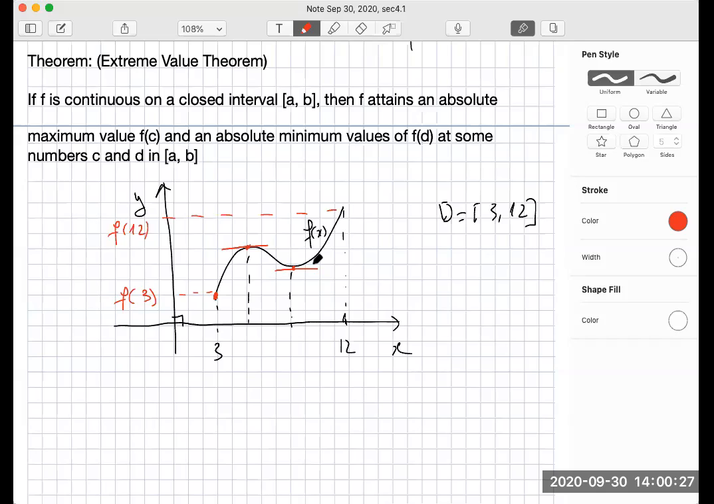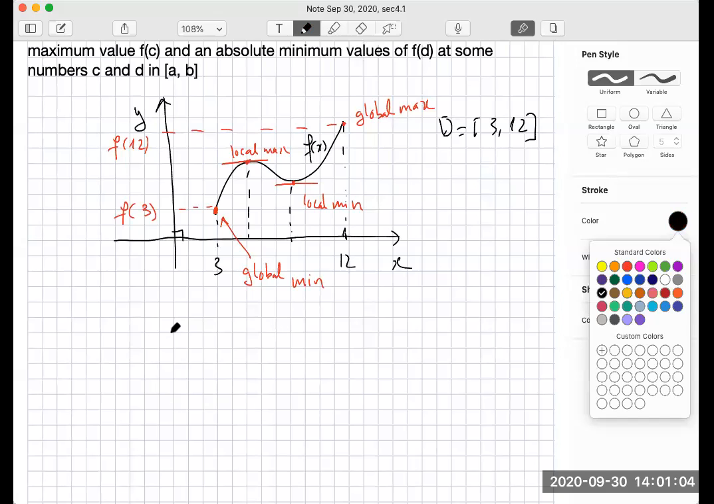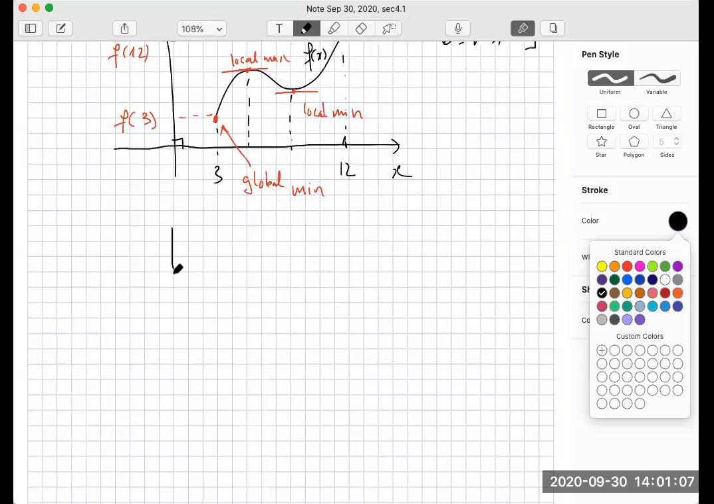And okay, this is global max and global min. Okay, very good. How about this one? It is a little tricky. Let me see. Okay, now this graph is a little tricky.